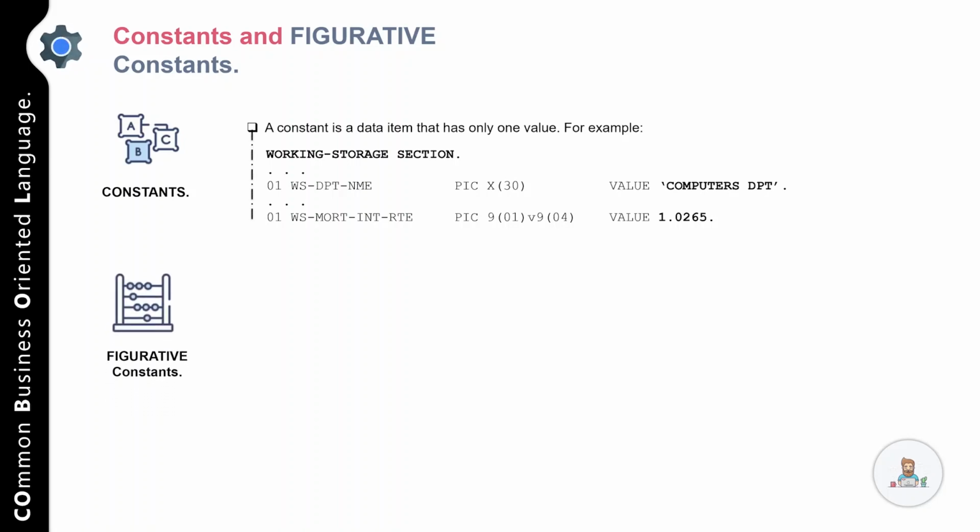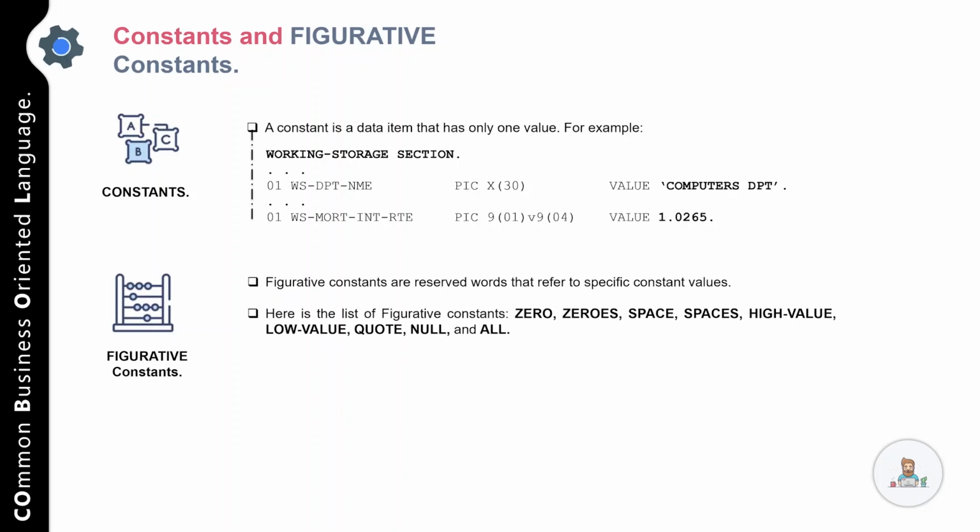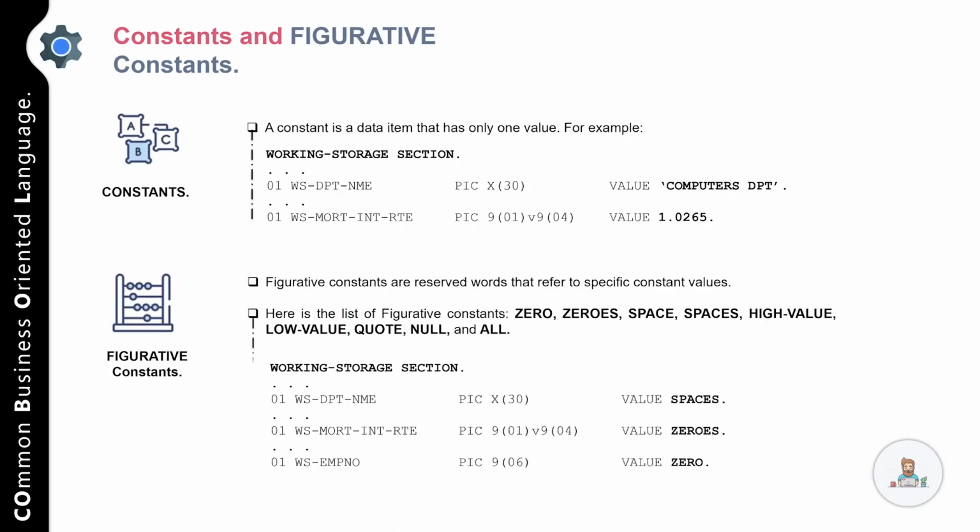Now let's move on to our next category, that is figurative constant. By definition, figurative constants are reserved words that name and refer to specific constant values. Here's a list of figurative constants that you can use in your COBOL program while writing your business logic. First one is zero, then you have zeros, which is a different variant of zero. Thereafter you have space, spaces, high value, low value, quotes, null, and all. There are a couple more variants of these existing figurative constants.